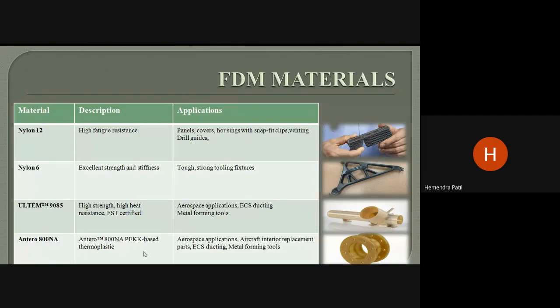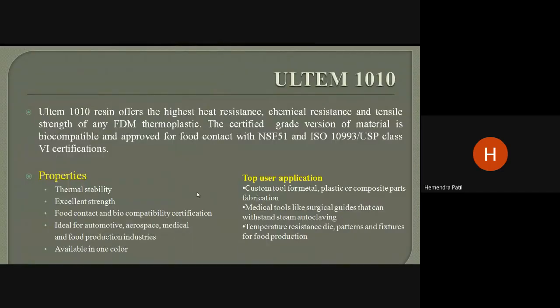Antero 800NA is a PEKK based thermoplastic. It is also a thermoplastic with higher thermal capacity and is used for aerospace applications. Aircraft interior replacement parts are made from Antero 800NA, and ECS ducting and metal forming tools are made from Antero 800. I have separately discussed Ultem 1010, which is a very precious material. That's why I have made a separate slide for this.